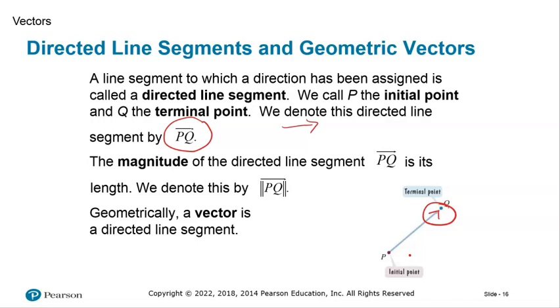So the magnitude of the directed line segment PQ is called its length. So if you see this notation, first of all, PQ with the line with the arrow over it is the name of the directed line segment. Those double vertical bars look like absolute value gone wild, right? So 2 bars on the left, 2 bars on the right. That means the magnitude of the directed line segment. And geometrically, a vector is a directed line segment. They are the same thing, okay?